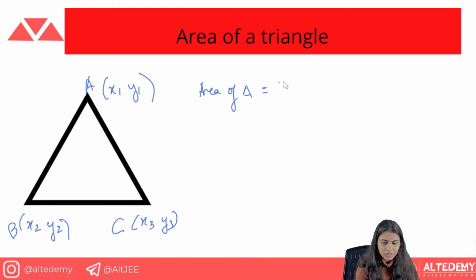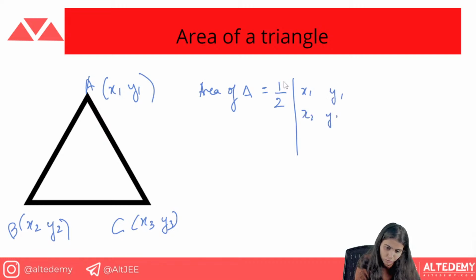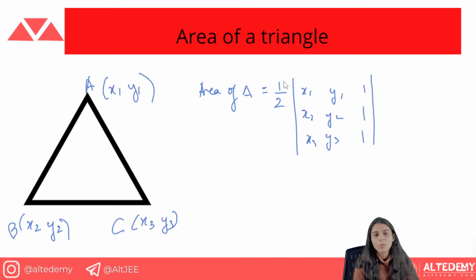The area of a triangle formula looks like half determinant x1, y1, 1, x2, y2, 1, x3, y3, 1. So this is how you will write the formula for the area of a triangle. The determinant will have all the points with 1: x1, y1, 1, x2, y2, 1, x3, y3, 1. So for calculating the area of a triangle from points, you can use this formula right now. You can take any example too.